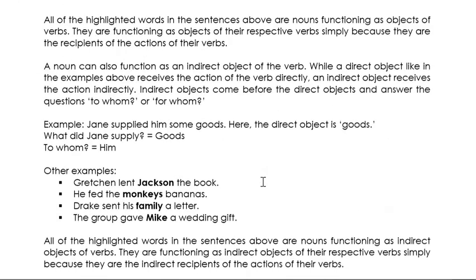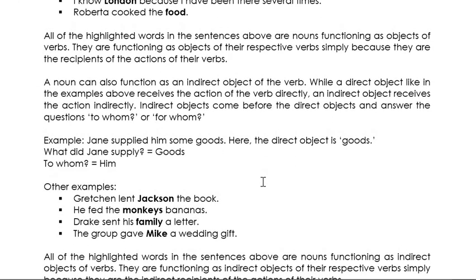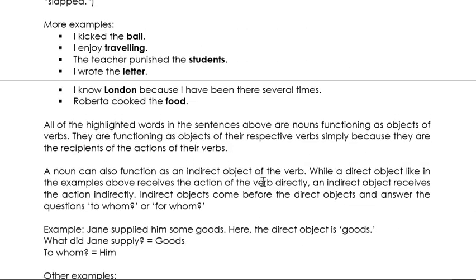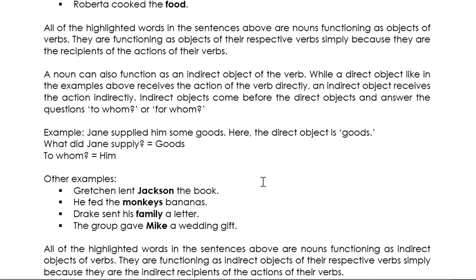However, there is another type of object. This time around, what we call indirect objects. So the examples we looked at earlier are all examples of a noun functioning as a direct object of a verb. But when a noun functions as an indirect object, what exactly does it mean? A noun that functions as an indirect object receives the action of the verb indirectly. In English syntax, a noun that functions as the indirect object of the verb will come before the direct object. That is one way to identify it. It will always come before the direct object, and it answers the question to whom or for whom.